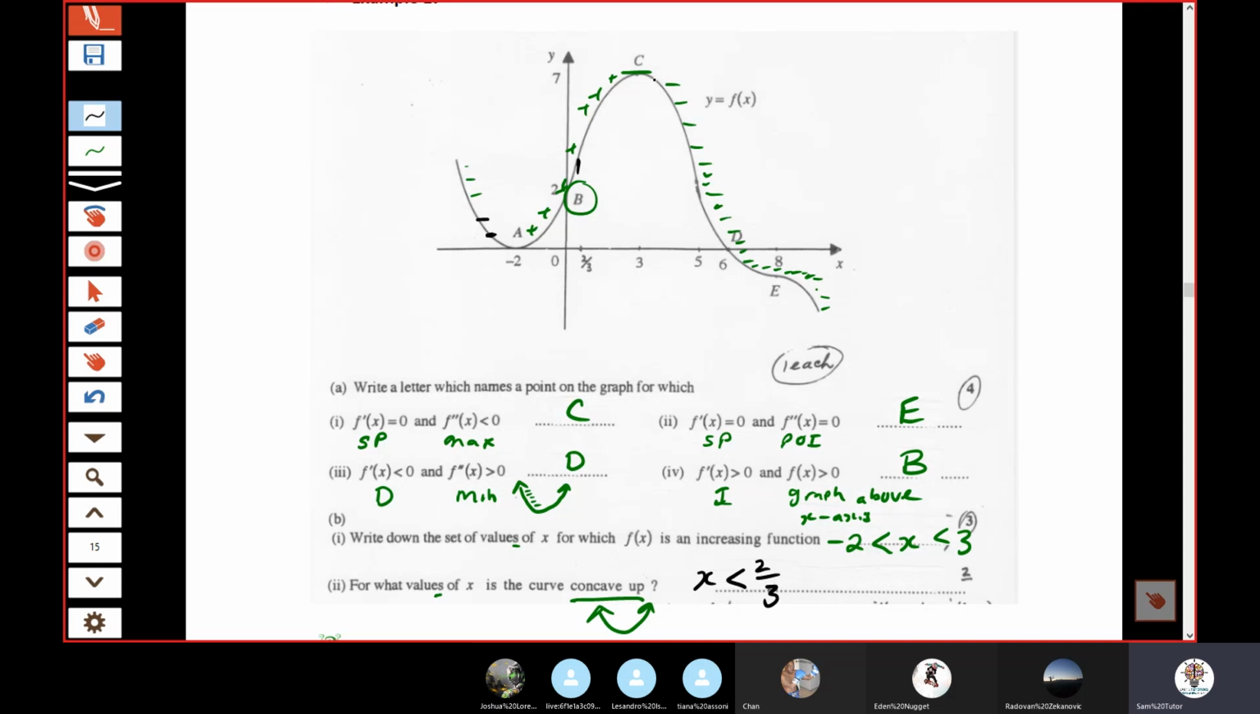Now, concave down, hold on. What about here? Also concave up, isn't it? From 5 to 8. 5 less than x, less than 8. Concave up: x less than 2/3, and 5 less than x, less than 8.